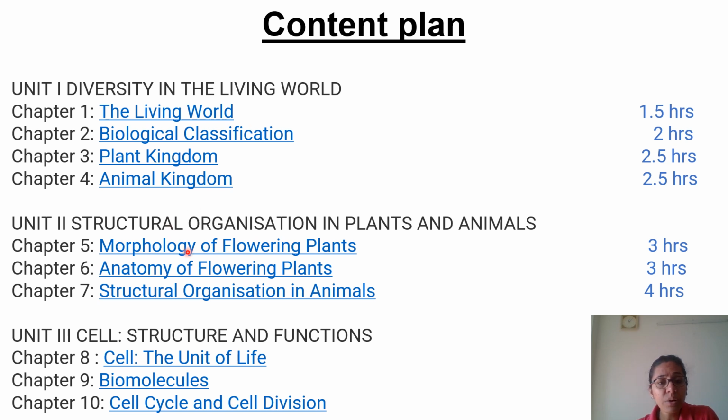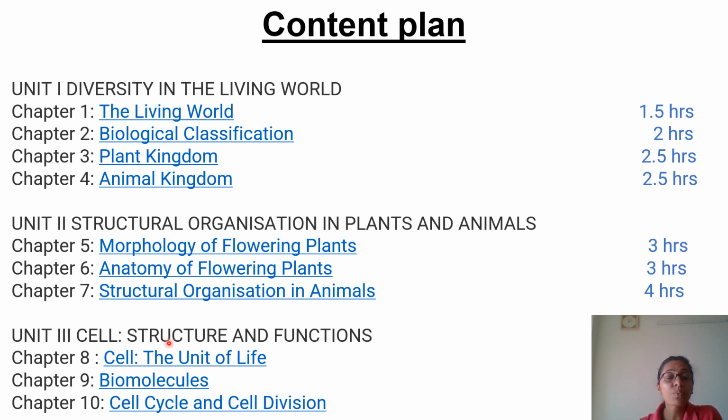And in the second unit, we'll talk about flowering plants, where we'll discuss the morphology and the anatomy. In morphology, we'll talk about leaves, roots, shoots. In anatomy, we'll talk about the tissue system, complex tissue system, simple tissue system. We'll talk more about the xylem and phloem. In structural organization in animals, we'll first talk about tissue system, then we'll discuss cockroach, frog, and their dissection.